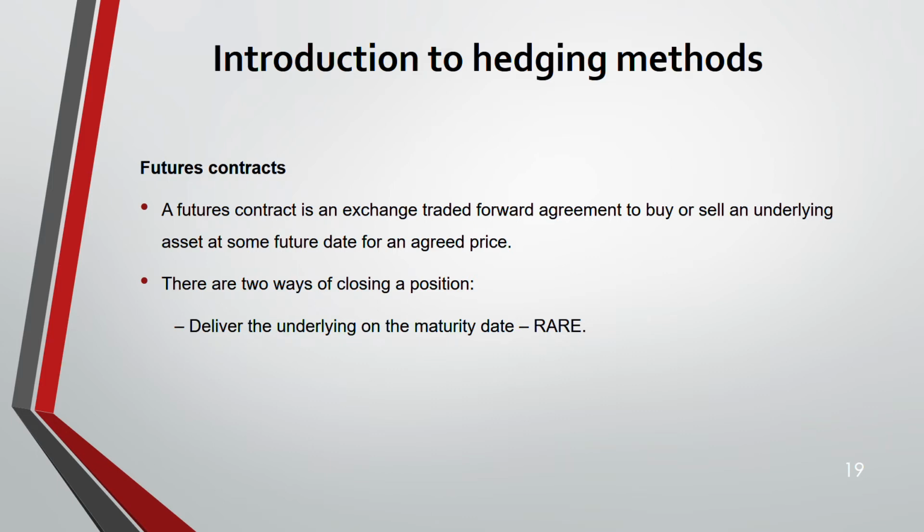Number one, you deliver the underlying on the maturity date. This is very rare, and trust me, in your AFM exam, this will not happen. But in reality, you can deliver the underlying. That means whatever currency you have taken a contract to buy, you actually get that currency on the maturity date, or you sell that currency. This is rare. We are in the second option actually.